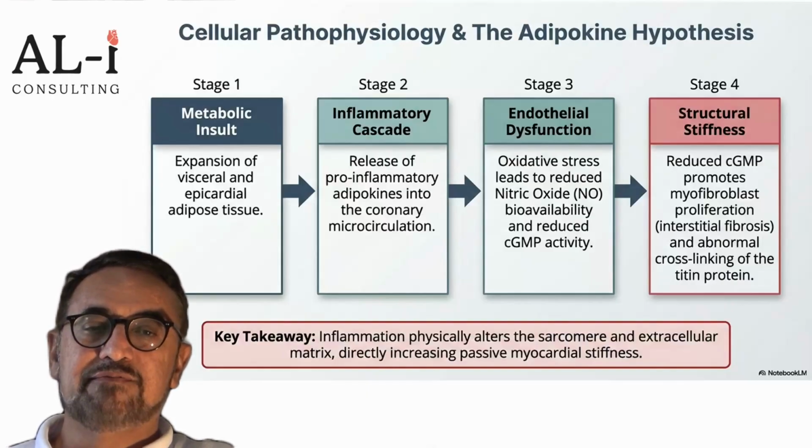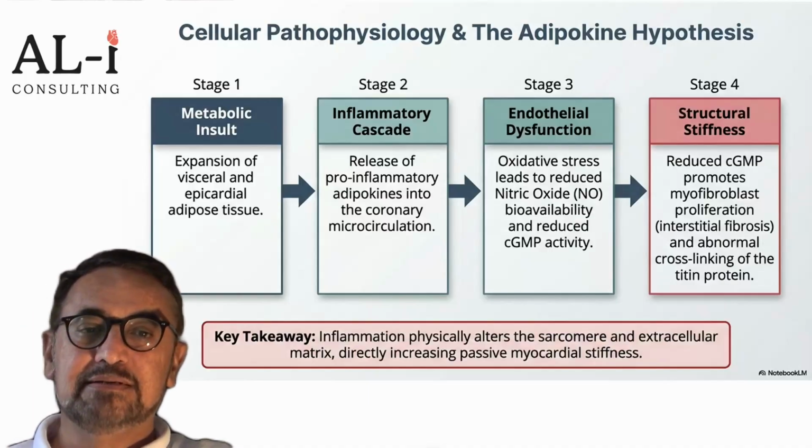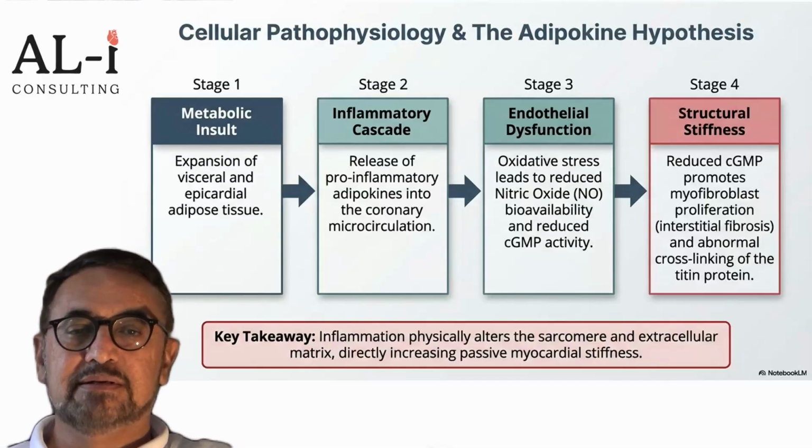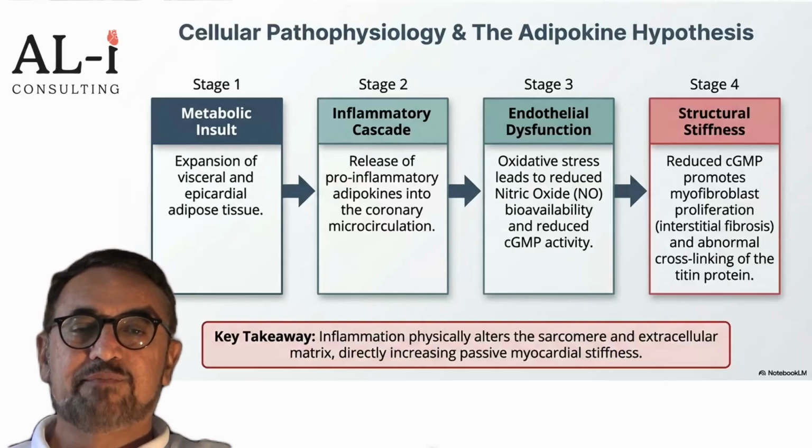The end result is structural stiffness. Reduced cyclic GMP signaling promotes fibroblast activation, interstitial fibrosis, and abnormal titin cross-linking, all of which make the myocardium less compliant. The important point is that inflammation is not just an associated finding. It physically alters the sarcomere and extracellular matrix. So in HFpEF, passive stiffness is often a downstream expression of a broader inflammatory and metabolic process rather than an isolated mechanical abnormality.